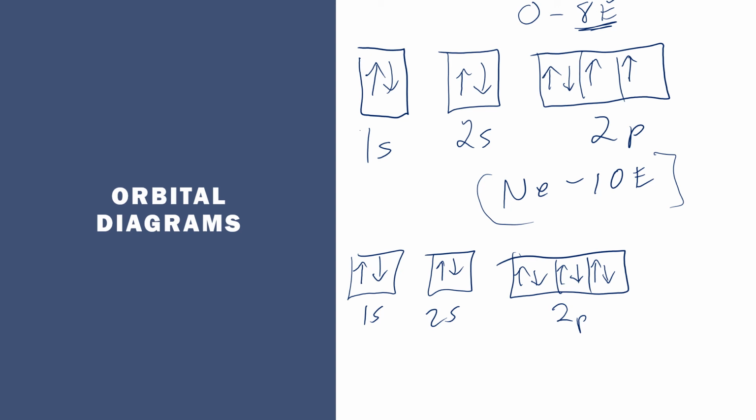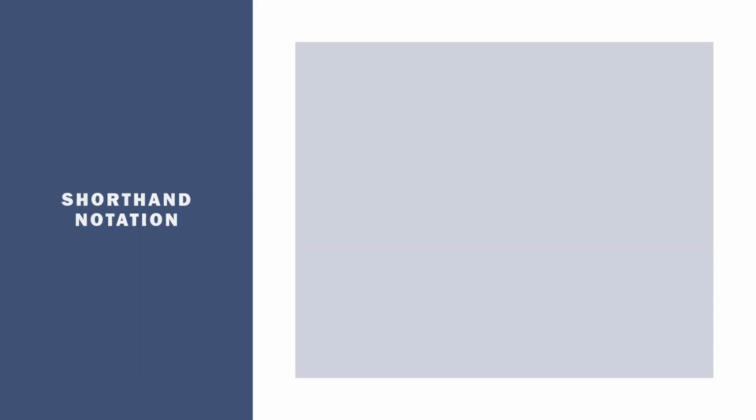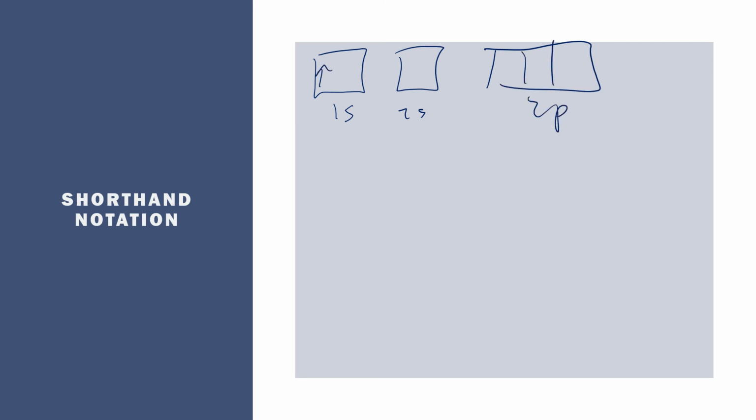And then you can just go in order. If you ever get to the d, you would draw 5 boxes for d, because of those 5 different d orbitals. I've never seen them ask for f, but if there were, you would draw 7 boxes to fit those 14 electrons for f. Okay, so let's go back to oxygen. It's 1s, 2s, 2p, and we have our 8 electrons in the oxygen atom.